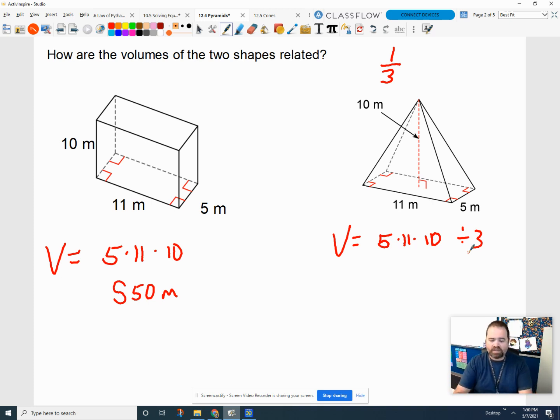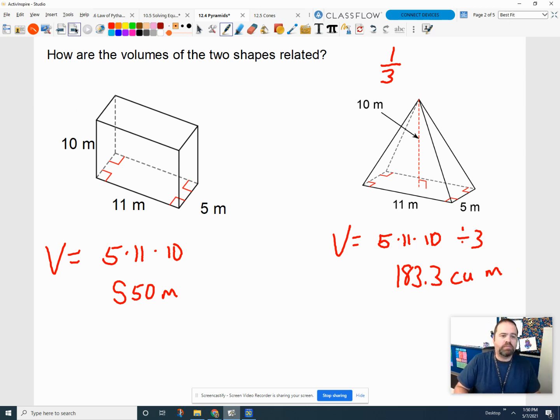So I've got my 5 by 11 by 10, and I'm going to divide that by 3. This thing has a volume of 183.3 repeating. If you want to put the bar on top of it, you can, or just round it off, cubic meters. Okay, 183.3 cubic meters. So basically, find the volume of the rectangular prism and divide it by 3.